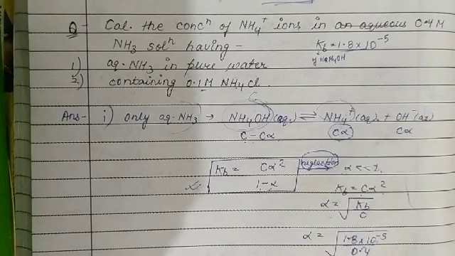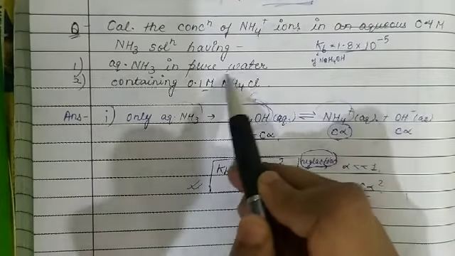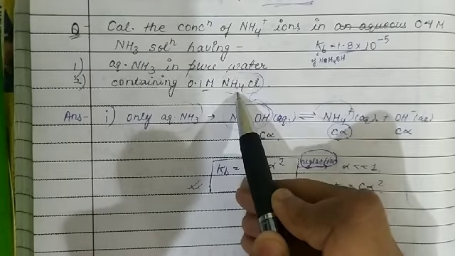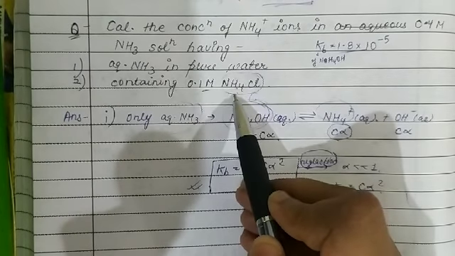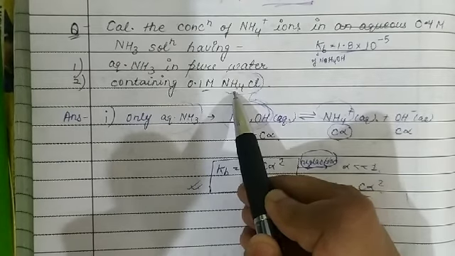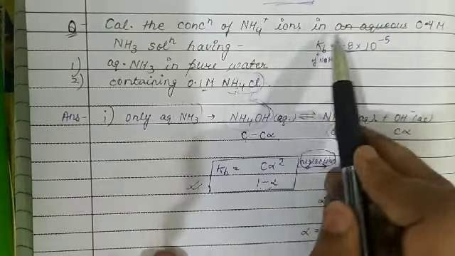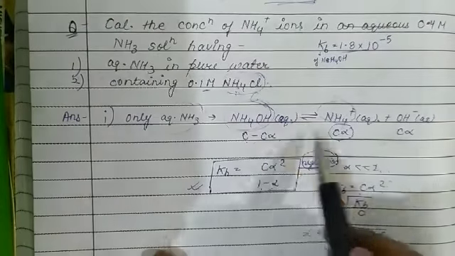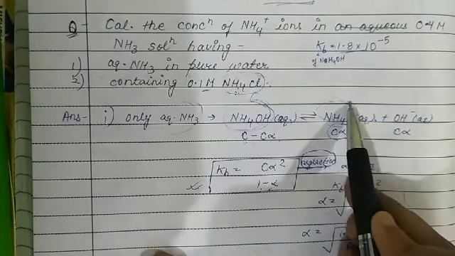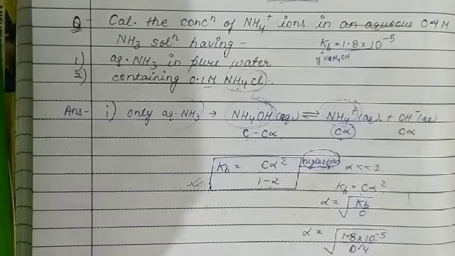Now we will discuss the next part. The next part is containing 0.1 molar NH4Cl. We know a salt is a strong electrolyte. NH4Cl is a strong electrolyte, so it will break into NH4 plus and Cl minus. As we know, aqueous ammonia solution also has NH4 plus ion. It means this is the case of a common ion.